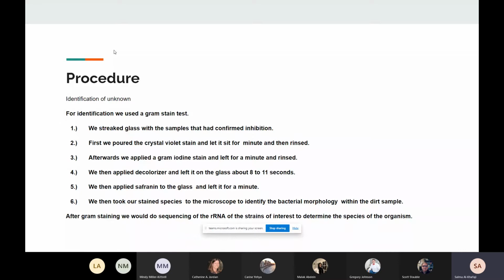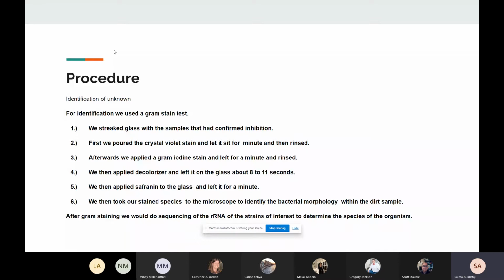The second step was that we first poured the crystal violet stain and let it sit for about a minute and then rinsed it off. Afterwards, we applied a gram iodine stain and left it for a minute and rinsed it off. We then applied decolorizer and left it on the glass for about 8 to 11 seconds. And then we applied safranin to the glass and left it for about a minute. Then we took our stained species to the microscope to identify the bacterial morphology within the dirt sample.